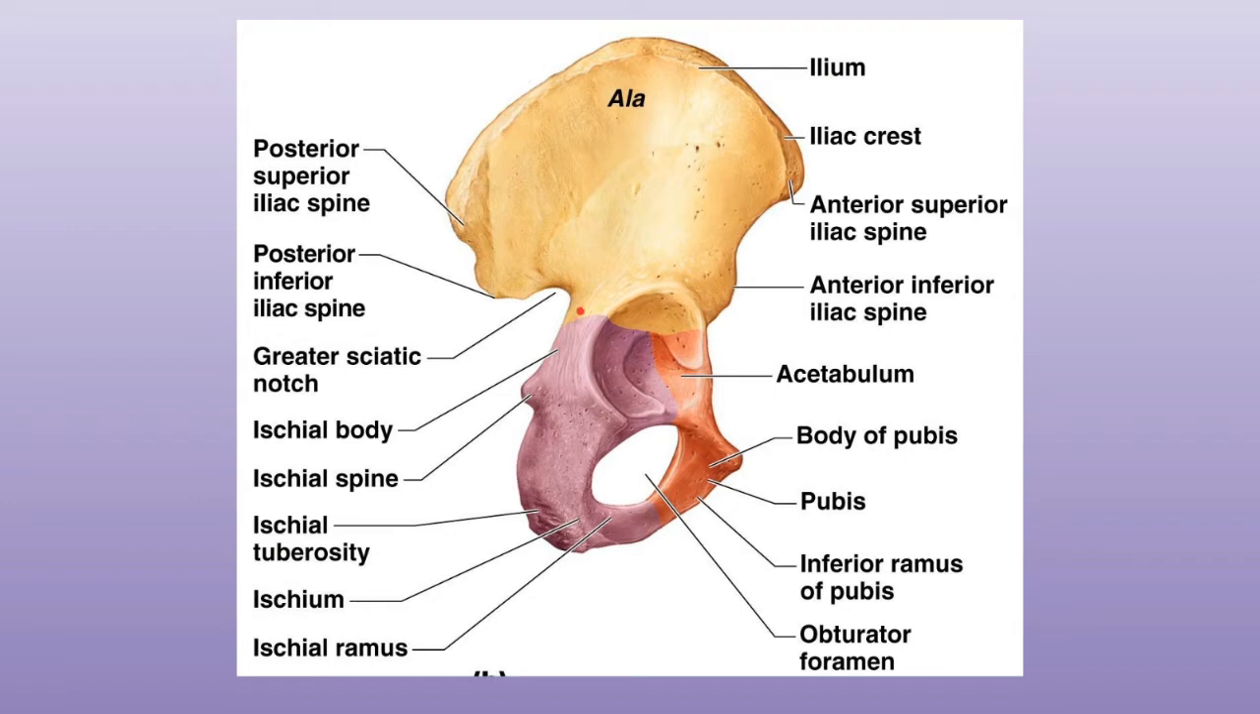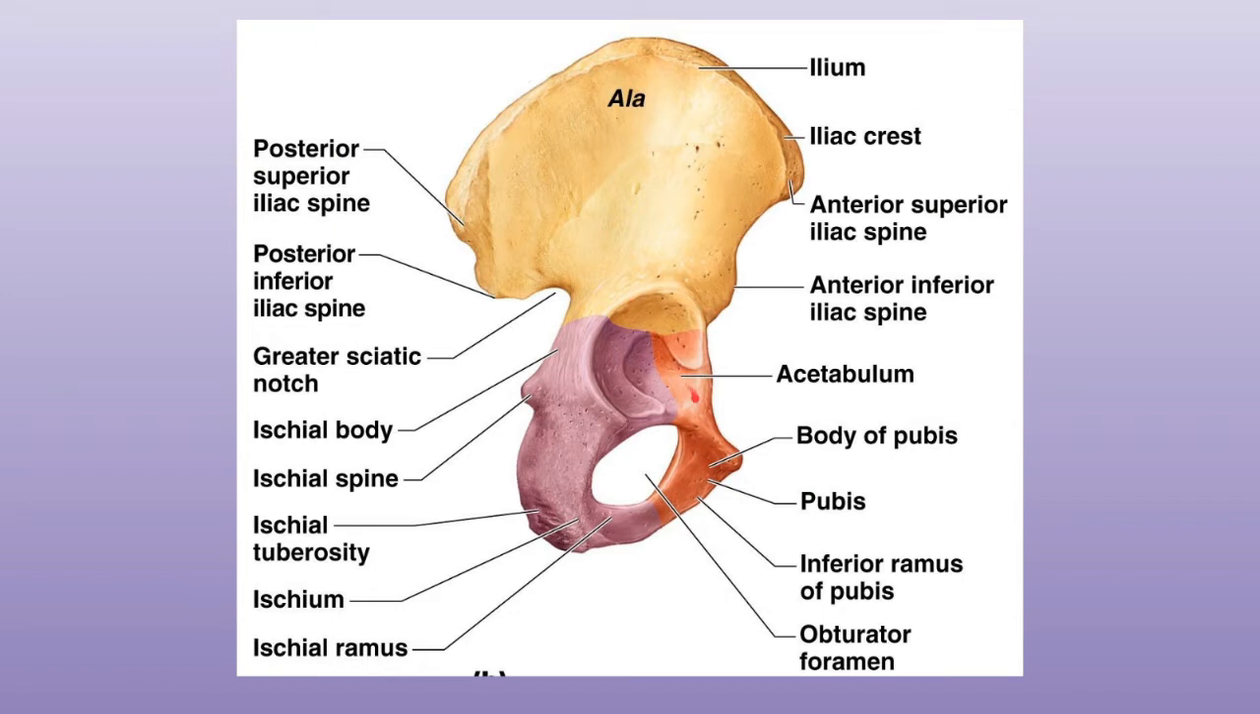First of all, as you can see, this hip bone is made up of three main bones, that is the ilium, this purple is the ischium, and this is the pubis. The three parts are joined together at a cup shaped structure. This cup shaped structure, or the hollow part, is known as the acetabulum.